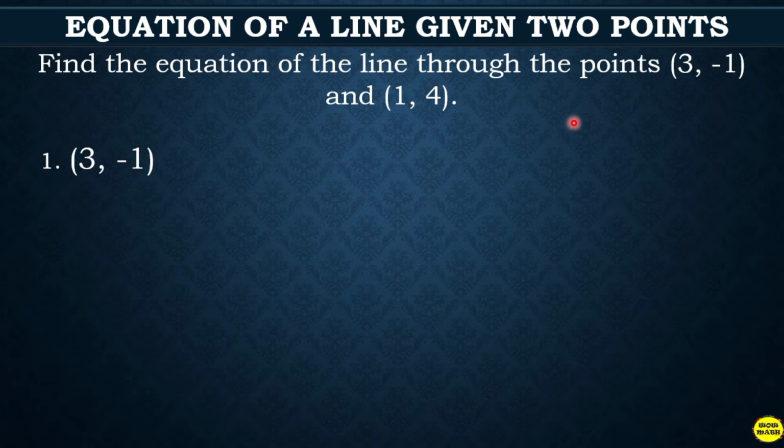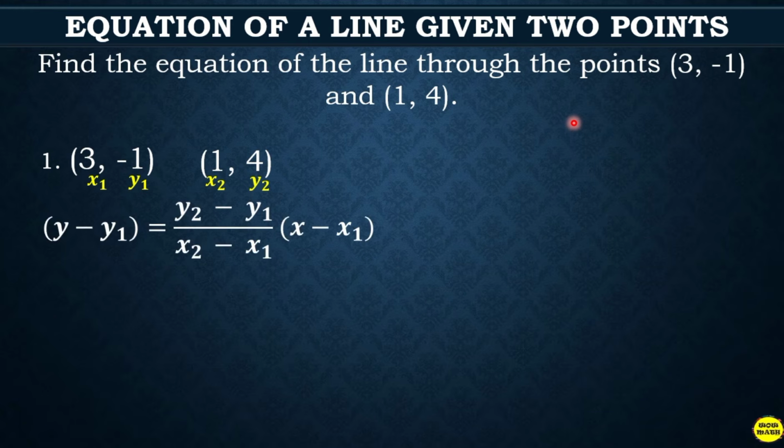So, ito yung first point natin, (3, -1). Ang second point natin is (1, 4). So, label natin siya: x sub 1, y sub 1, x sub 2, y sub 2. Okay? Ganun pa rin, gagamitin natin ito kasi given 2 points. So, substitute natin lahat ng coordinates.